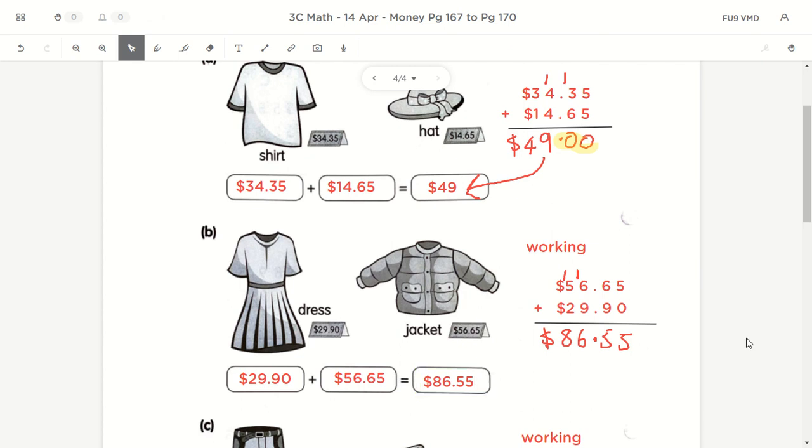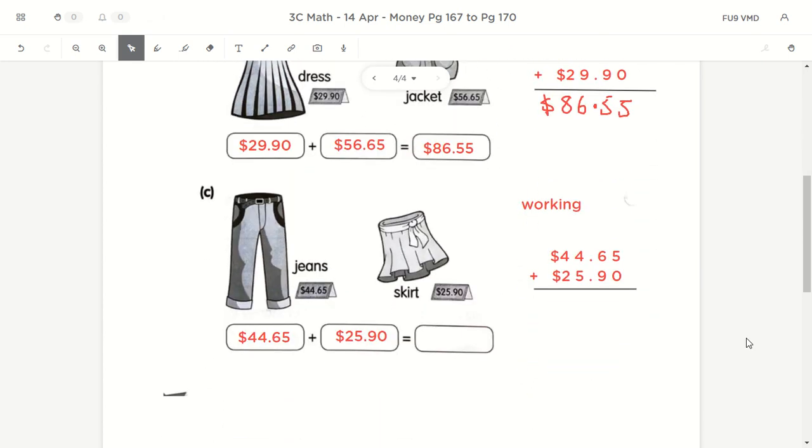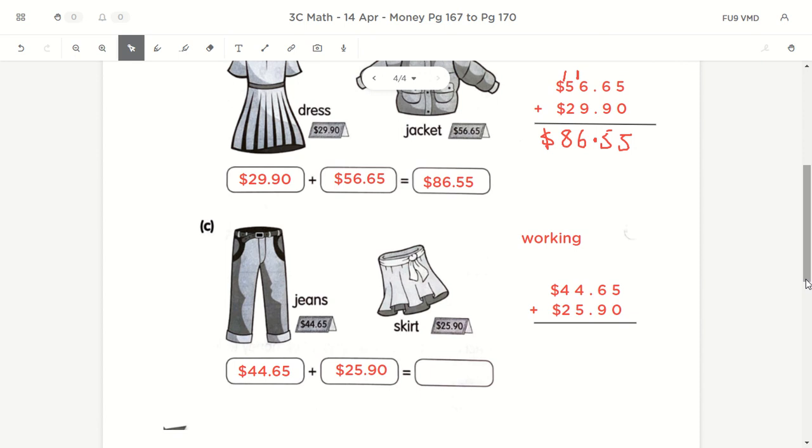Okay, right, and for the last one, I have a pair of jeans which is $4.65. I have a skirt which is $25.90. Add them together. 5, 0 will be 5, 9, 6 will be 15. We put the decimal point, we regroup the 1, 1, 4 is 5, 5 plus 5 is 10. Regroup the 1, 1, 4 is 5, 5 plus 2 is 7. So what I get is $70.55.